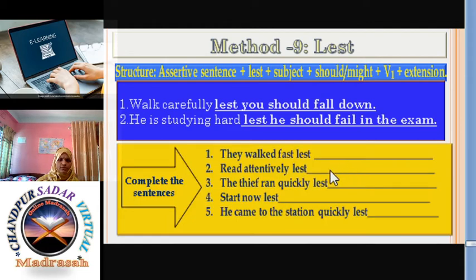So more examples are given here. Complete the sentence. They walked fast, lest. What will be the answer? Can you guess? Let's suppose they walked fast, lest they should miss the train, or they should miss the class. They should miss the bus. More options. You do the next items.